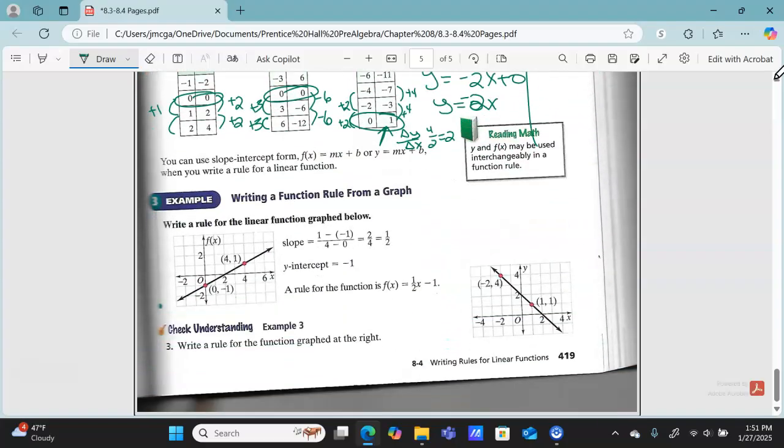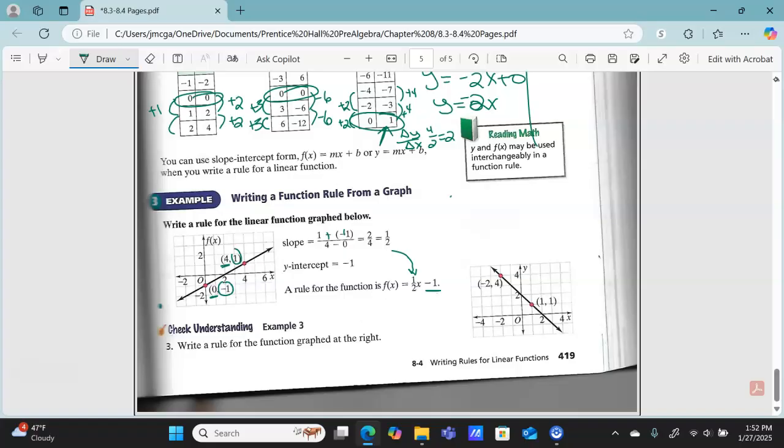In these, it's the same thing except they give you a graph. So here's my y-intercept. So there's that -1. And then the slope, you just need to calculate the slope. Change in y, 1 minus -1. They did that there. Over 4 minus 0. So we get 2 over 4, which is 1/2. And that 1/2 came in there.